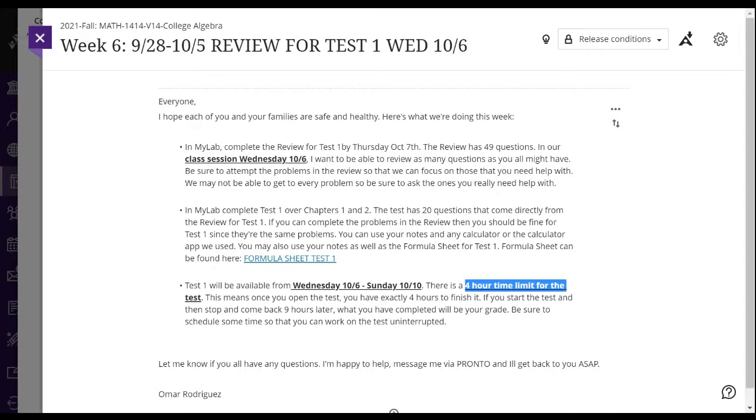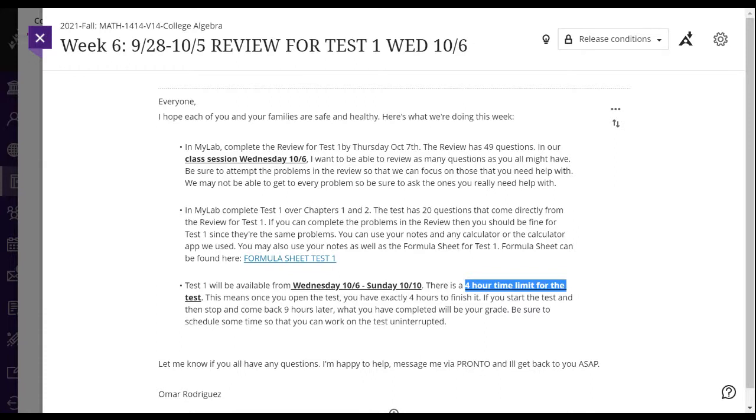So the one thing I'm going to recommend is that you make sure you carve out a 4-hour block of your time. Like I said, it's not necessarily going to take you 4 hours. I put 4 hours so that you're not pressed for time, but I can't leave it open for 20 hours or something like that. It has to be something reasonable.